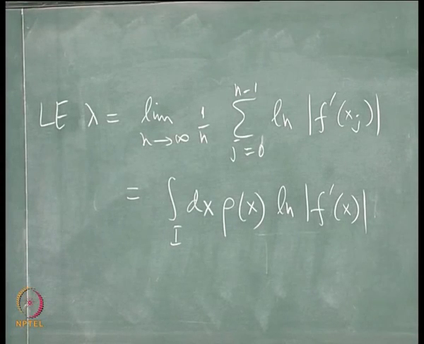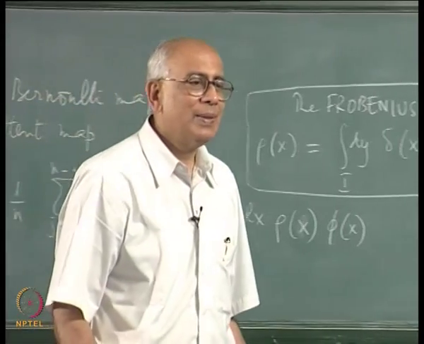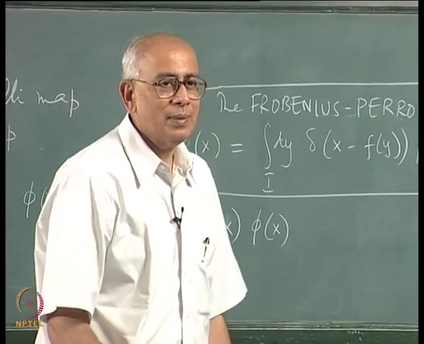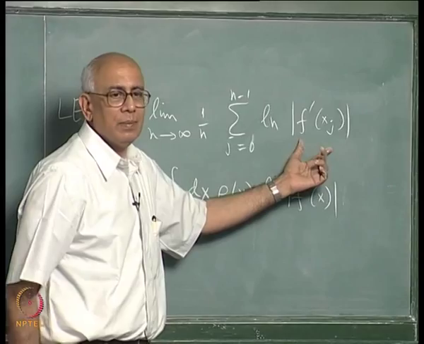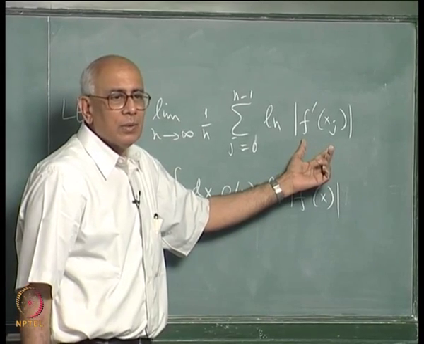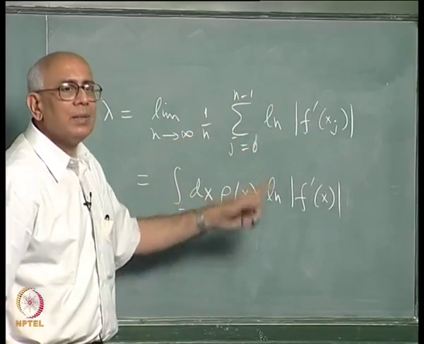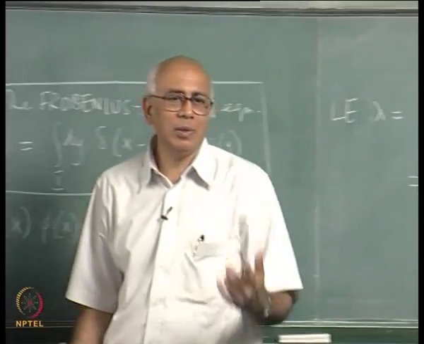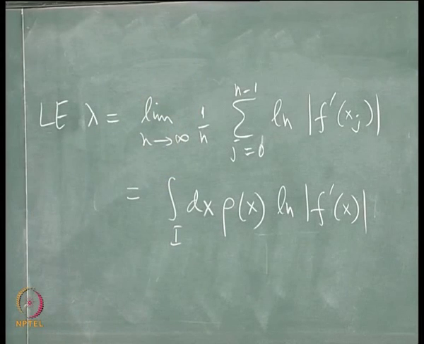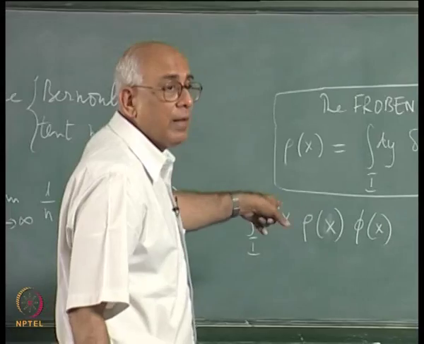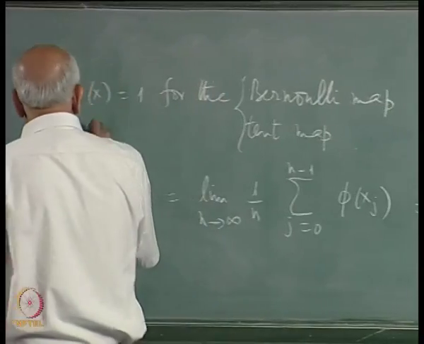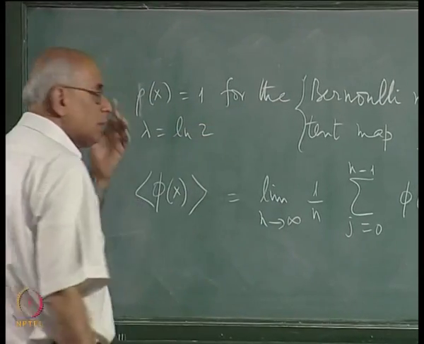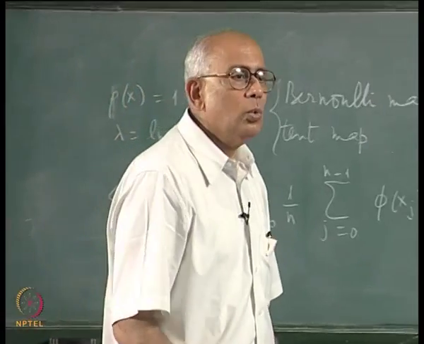And what is it for the Bernoulli map? Log 2, because rho of x is 1. We actually implicitly used this when we computed log 2, although in that case it was trivial, because this thing is independent of xj. It was piecewise linear with a constant slope. So this was rigorously equal to log 2 times the sum from 0 to n minus 1 of 1, which was n, and it cancelled on both sides, and you ended up with log 2 explicitly. But now it is consistent with the fact that rho of x is equal to 1. So this immediately implies that rho of x is equal to 1 and lambda equal to log 2, independent of the starting point.